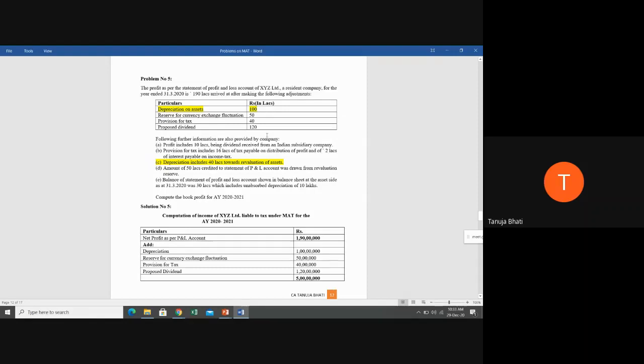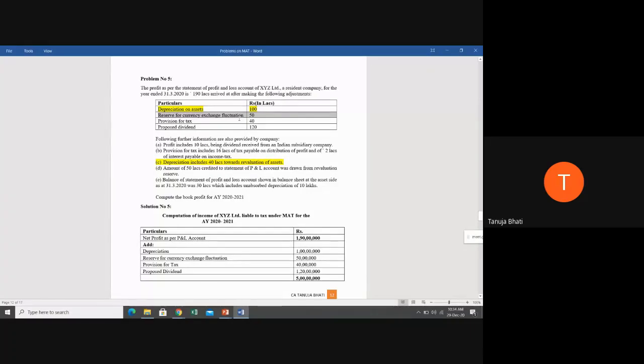Did everyone understand the depreciation adjustment? Yes. When you're going to add, you add normal plus revaluation asset depreciation. When you're going to minus, you're just going to minus normal depreciation. Is this clear? Yes, ma'am. Next, reserve for foreign exchange fluctuation.